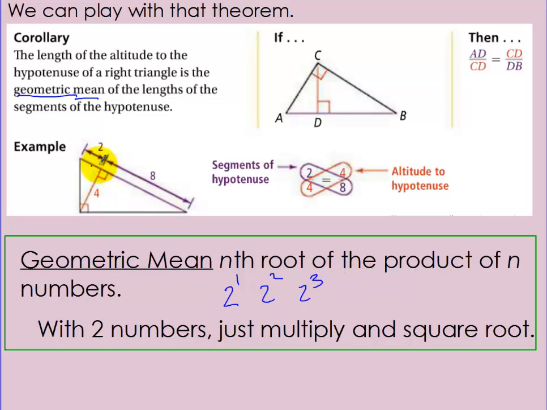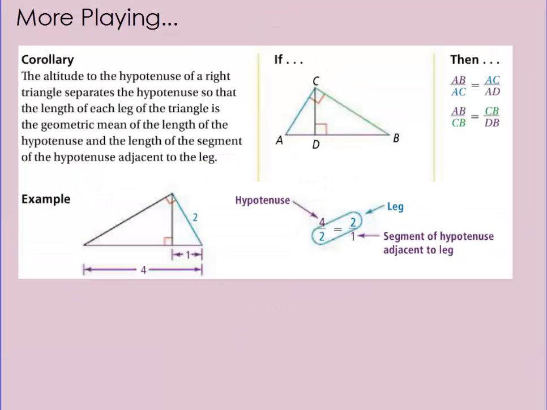But anyways, you take the two chunks of the hypotenuse, multiply them, and square root it. So you get 2 times 8, and the square root of that, which is the square root of 16, which is going to be 4, which is what you get for your altitude in that case. 4.